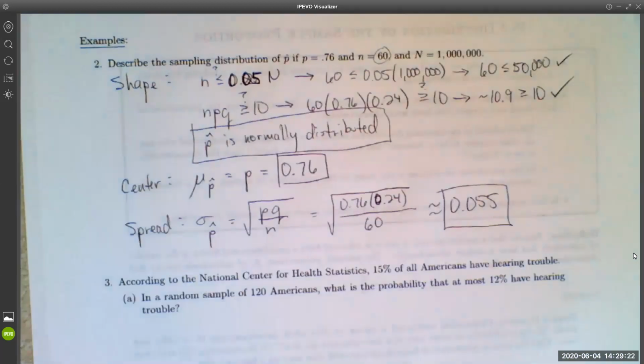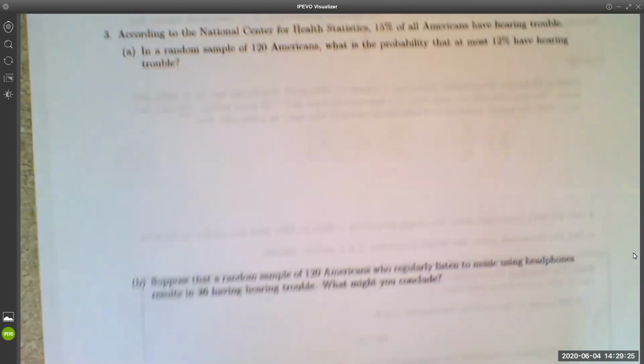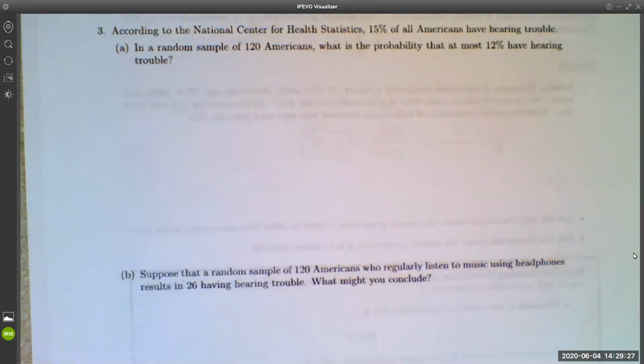More commonly, you're going to run into problems like this. It says, according to the National Center for Health Statistics, 15% of all Americans have hearing trouble. In a random sample of 120 Americans, what is the probability that at most 12% have hearing trouble?